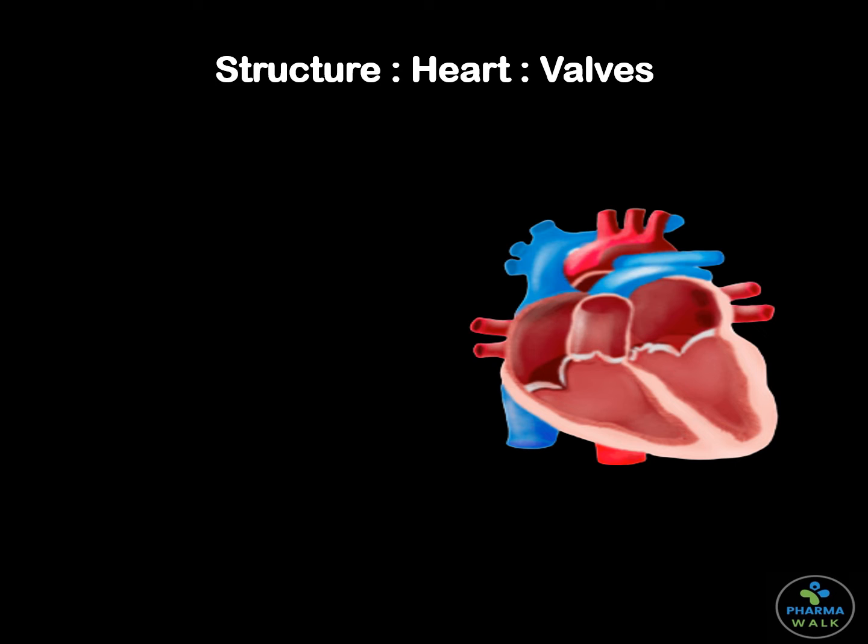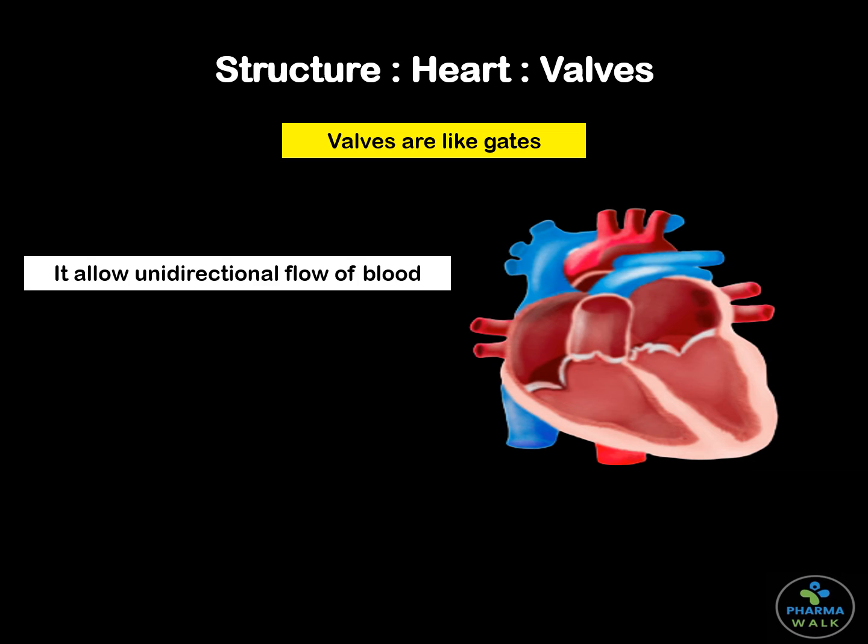Apart from the rooms, we require doors, right? So there are valves also in the heart. In the previous section, we discussed there are four rooms. So valves are also four. There are four valves and that's considered as a gate or we can consider it as a door. Now what is the role of the valve? Even though there are different types of valves, the function is the same. It allows unidirectional flow of blood, only one way. It prevents the backflow or the reverse flow of the blood. Only one direction of flow it allows.